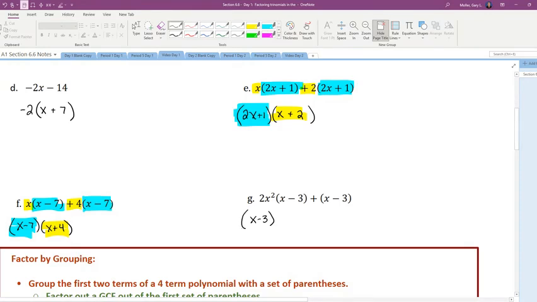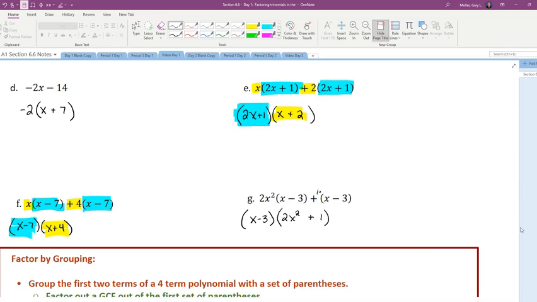So we could factor out the x minus 3, and then that leaves us with 2x squared plus 1. Because please keep in mind that there's a little 1 times in front of this, right? So when I take the factor away, there's still something left behind. In this case, it would be a 1.